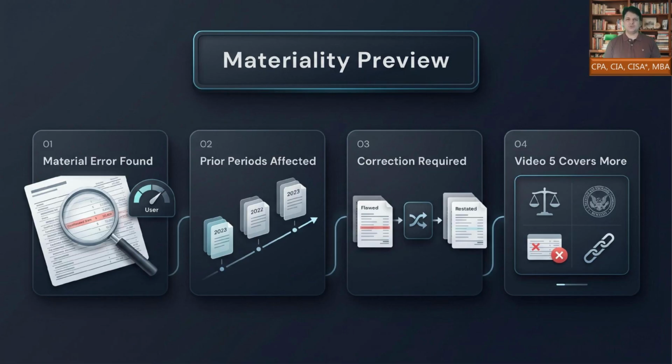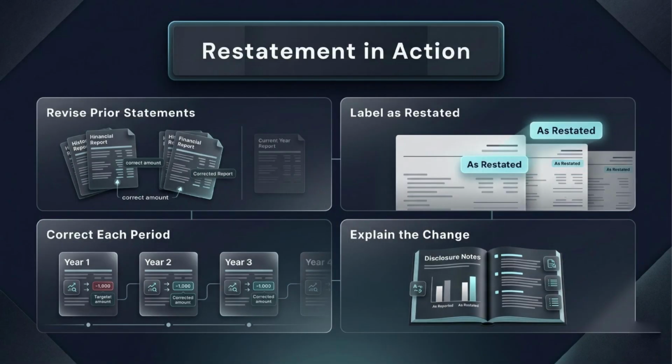For now, keep the rule simple. A prior period error plus materiality creates a restatement problem. Without materiality, the correction analysis may be different, but the error still needs professional evaluation. Restatement means the correction is shown in the prior periods, not hidden inside the current period.